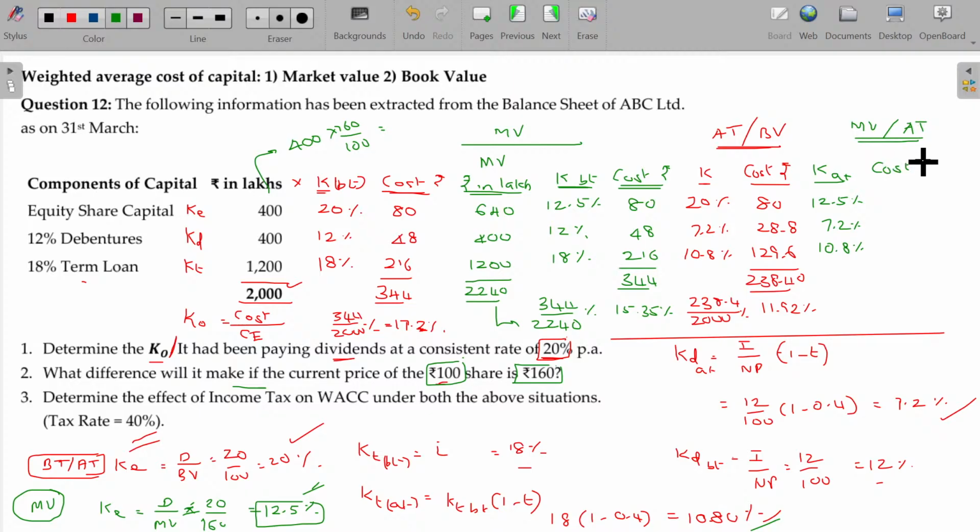Overall amount cost in terms of rupees. Yes, the value being here 80, and here 28.8, here 129.60. Overall payment being 238.40. Then what about the KO? You have to pay 238.40 for the market value of the company's capital employed, 2240. Their ultimate value being 10.64 percentage. Is that clear?